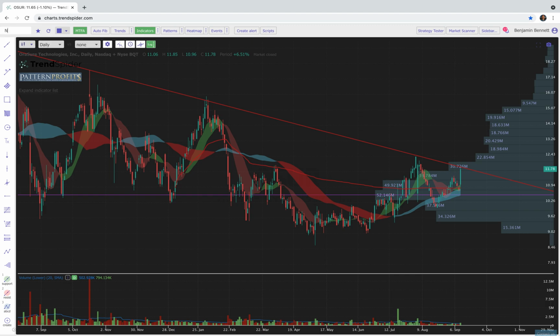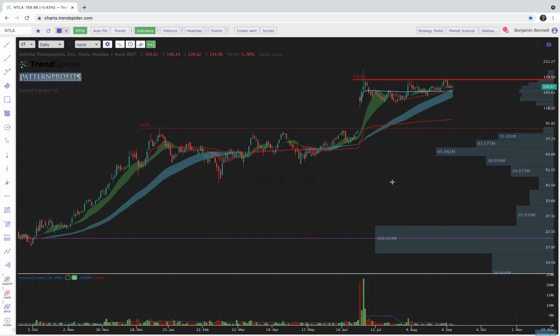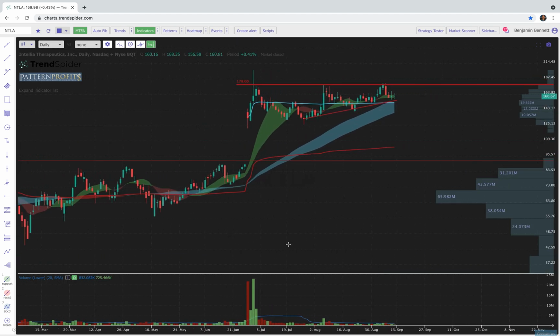Let's go over to NTLA. This is a power earnings gap setup. This big volume and this gap right here, going back to late June, early July, new highs here, and has gone sideways since. When you have a big run like this and then it goes sideways, we refer to that as a flag. Usually that means a gain of 100% or more.